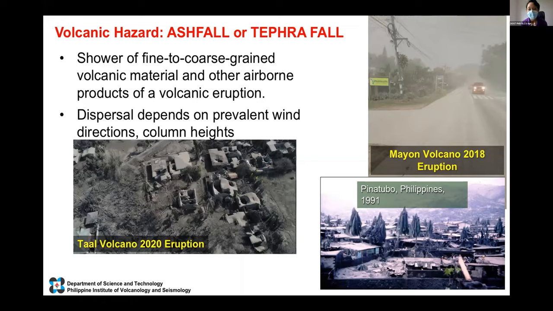Katulad na lang po noong Mayon 2018 eruption, na halos zero visibility na po yung parting, I think, Batang area po ito. And some of the impacts of this is actually it can destroy infrastructure. Katulad na lang po na nakita natin sa Mayon Volcano 2020 eruption na gumuho po yung mga bubong nila.